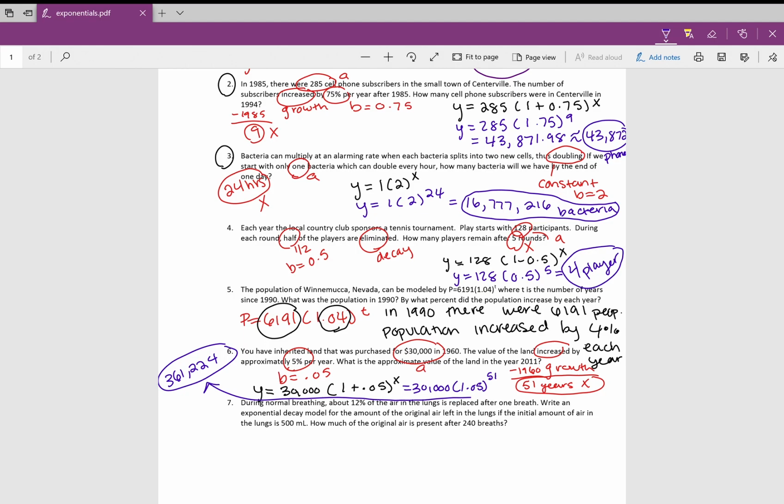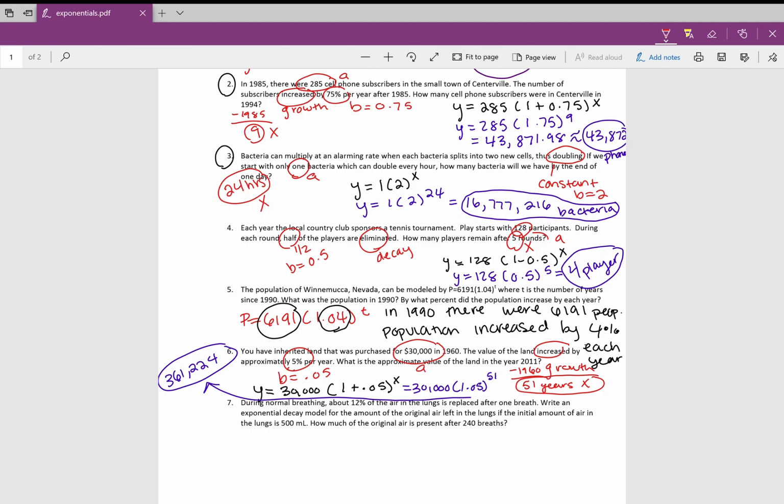Okay, this is what you should have got. During normal breathing, about 12% of the air in the lungs is replaced after one breath. Write an exponential decay model for the amount of the original air left in the lungs if the initial amount of air in the lungs is 500 milliliters. How much of the original air is present after 240 breaths? In this problem, it already tells you that it's a decay because it says write an exponential decay model. That means write a decay equation.